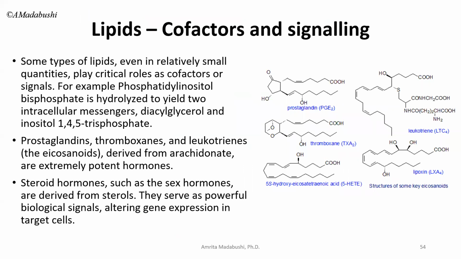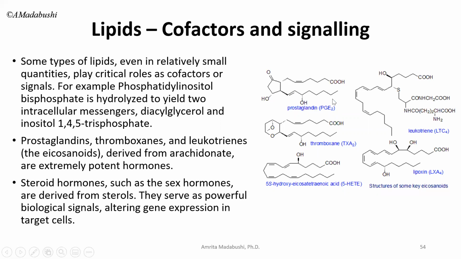So, lipids as cofactors and signaling molecules. Some types of lipids are needed in really, really small quantities, but they're extremely important. For example, there is prostaglandin and thromboxane. All of these are different types of molecules which are actually lipids if you look at them. And they are hormones.